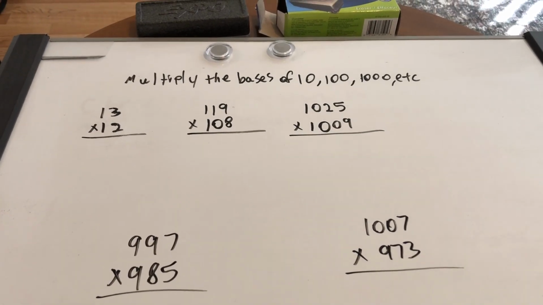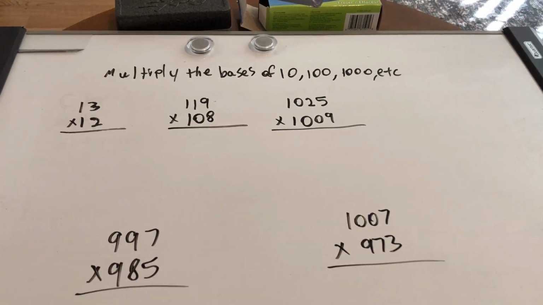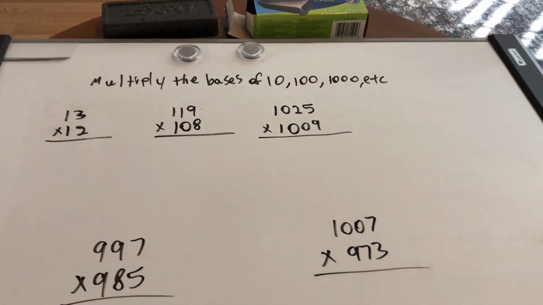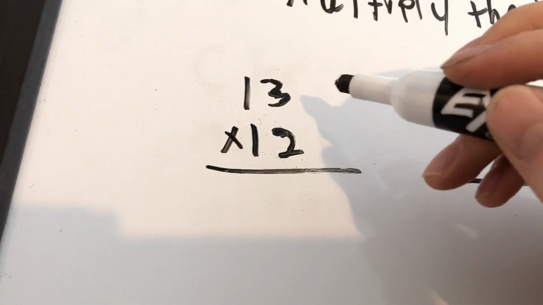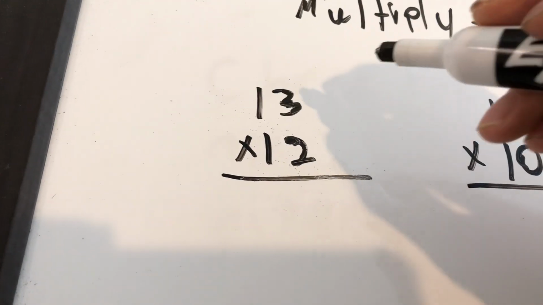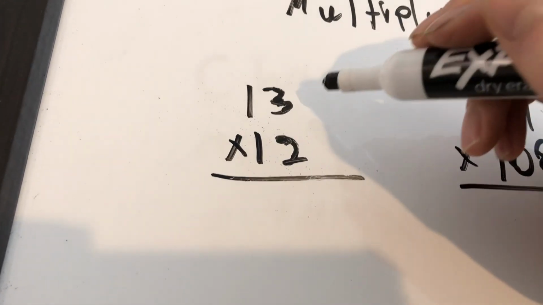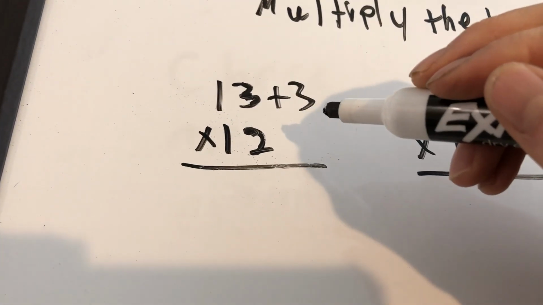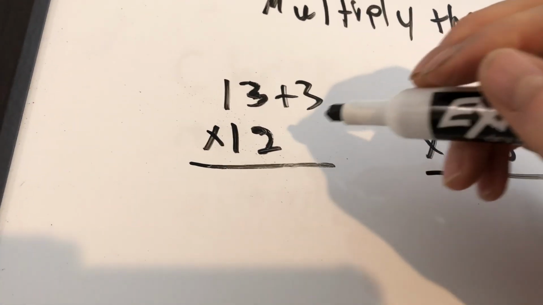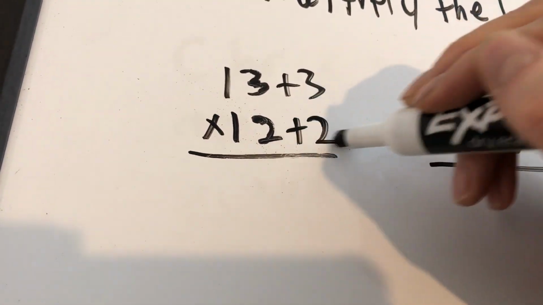Hey guys, today I'm going to teach you folks how to multiply the bases of 10, 100, 1,000, etc. So let's start over here. 13 times 12. We notice 13 is above the base of 10 by 3 because 10 plus 3 equals 13. So we're going to write plus 3 on the side. Next one, 12. 12 is above the base by 2 because 10 plus 2 equals 12. So we're going to write plus 2 out here.